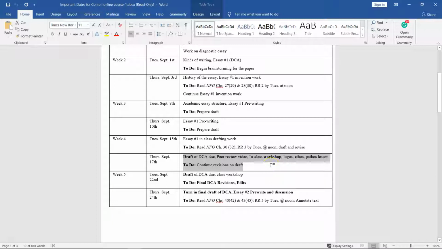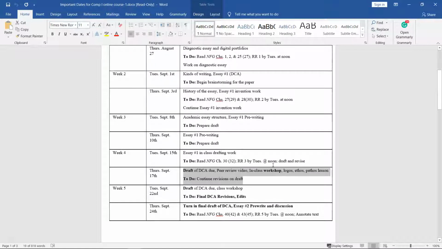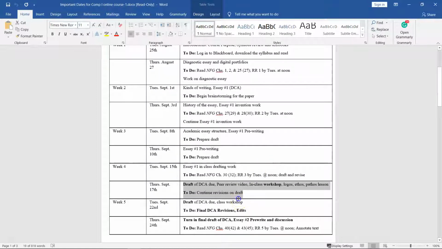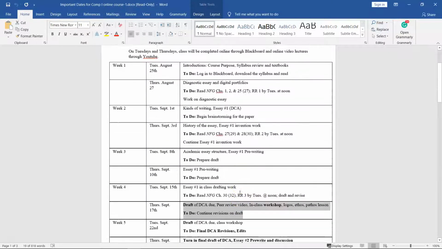And please keep in mind that I would recommend at least having a working draft by Thursday, September 17th, because we're going to be doing peer review. And we will also be talking about what peer review is and what it entails. But for now, we're just focusing on drafting.